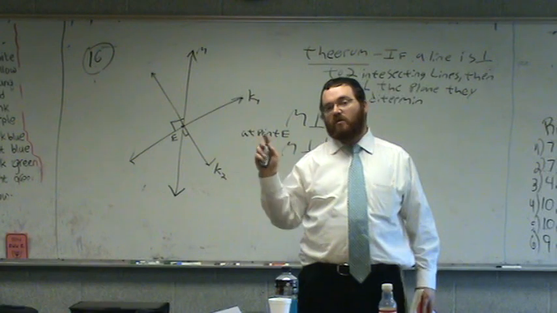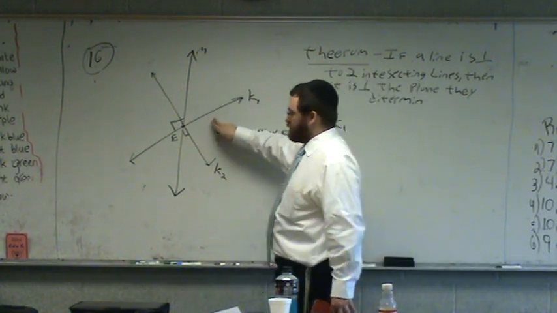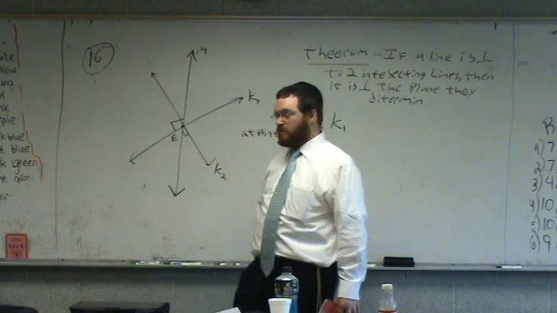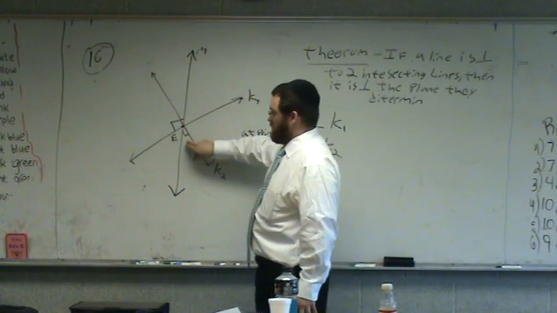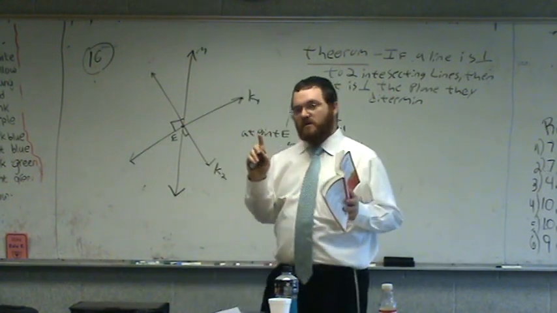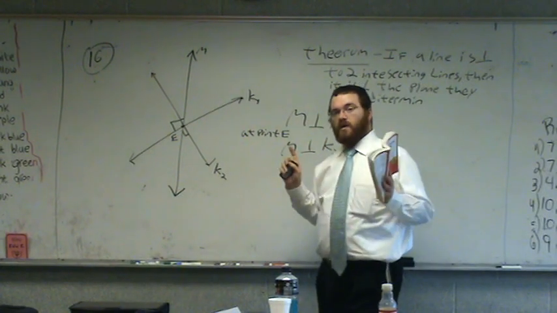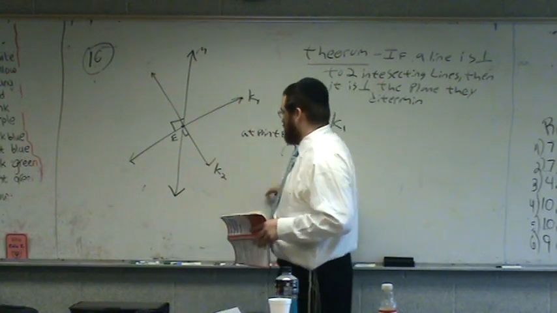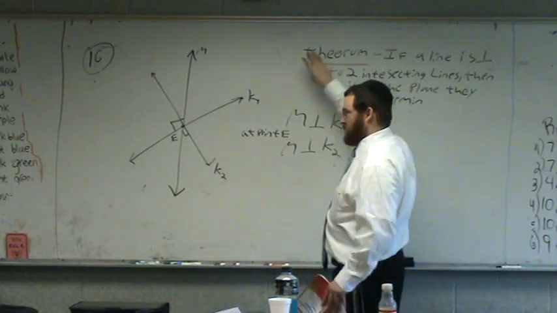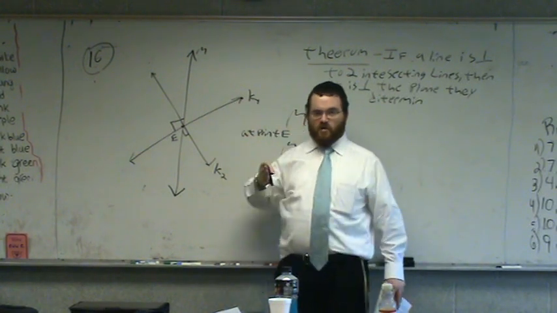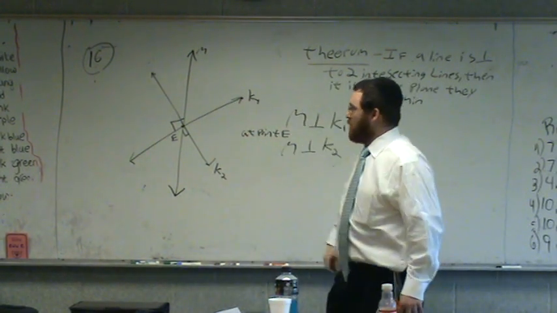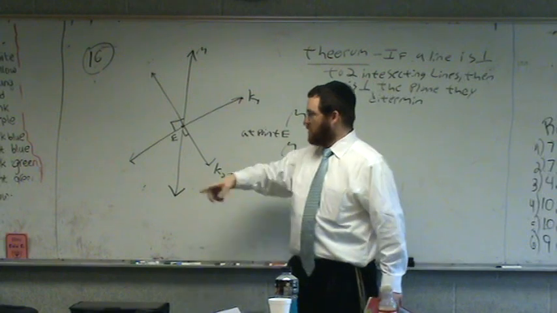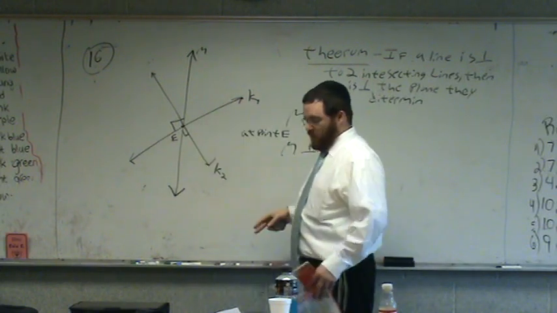So lines K1 and K2 are not parallel to each other. And since line M is perpendicular to them, lines K1 and K2 make up a plane, because you have, let's say, the length of the board and the width of the board makes the board. Now if something sticks straight out of the board, giving you a 90-degree angle, then that line is perpendicular to the board. Line M is perpendicular to the board that has lines K1 and K2.